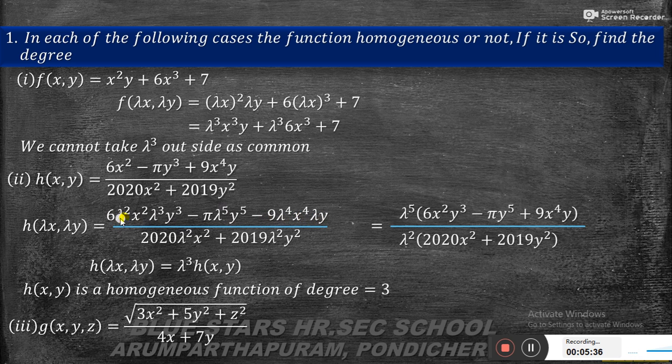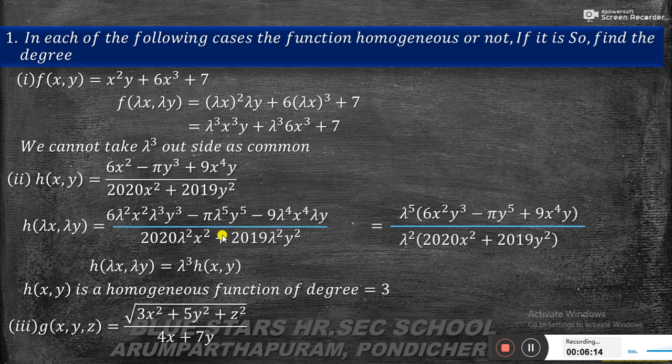So you see every term, lambda power 5 is common. So I take lambda power 5 in the numerator, and in the denominator lambda square is common. So lambda power 5 by lambda square means lambda power 5 in the numerator, lambda square in the denominator. So the lambda square and lambda power 5 cancel. The remaining lambda is lambda cube into, the remaining terms are 6x square y cube minus pi y power 5 plus 9 x power 4 y by 2020 x square plus 2019 y square.